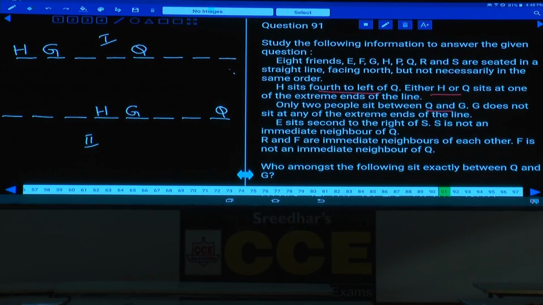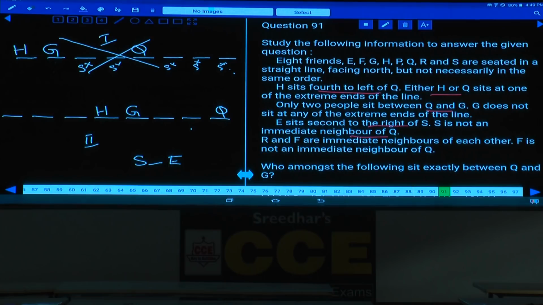E sits second to the right of S, and S is not an immediate neighbor of Q. As S is not an immediate neighbor of Q, S cannot be here and S cannot be here in case 1. If S is here, E and Q must be in the same place, which is not possible. There is no place left for S at all. Hence case 1 is completely ruled out. Are you following or not?